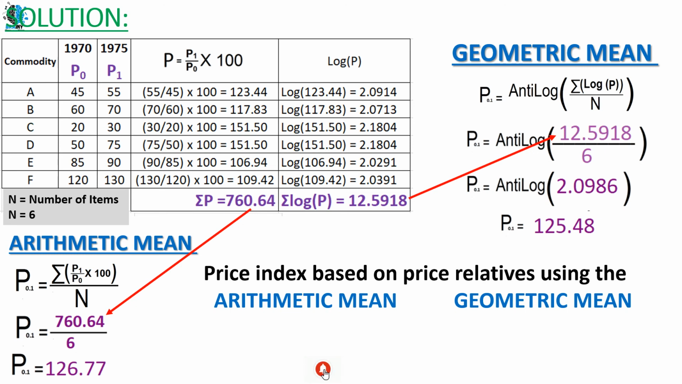So the price index based on price relative using arithmetic mean and geometric mean: the arithmetic mean is 126.77, in terms of percentage, and the geometric mean is 125.48. This is all about the simple average method of the unweighted index number, method 2. In this video, I have explained in detail the simple average method, the second method of our unweighted index numbers. In coming videos, I will be talking about weighted index numbers.